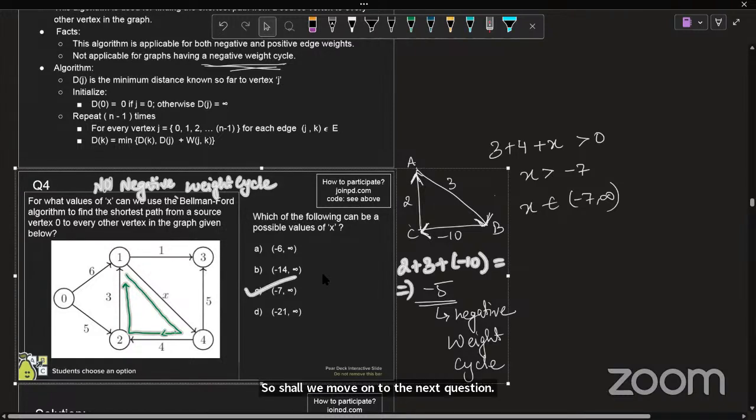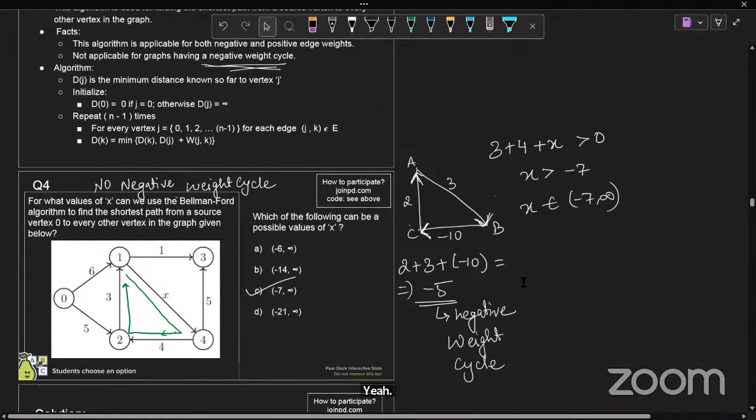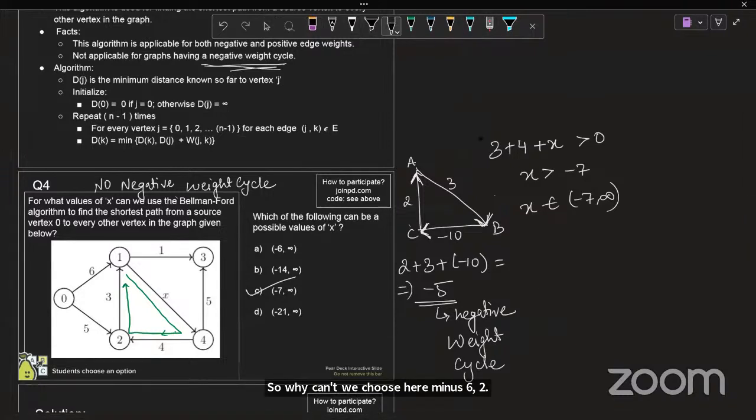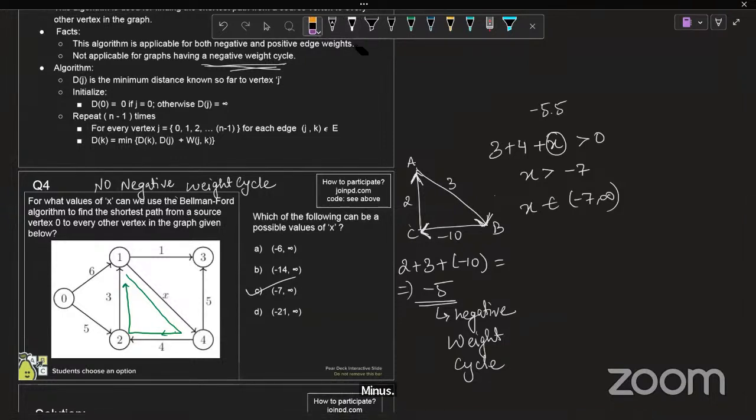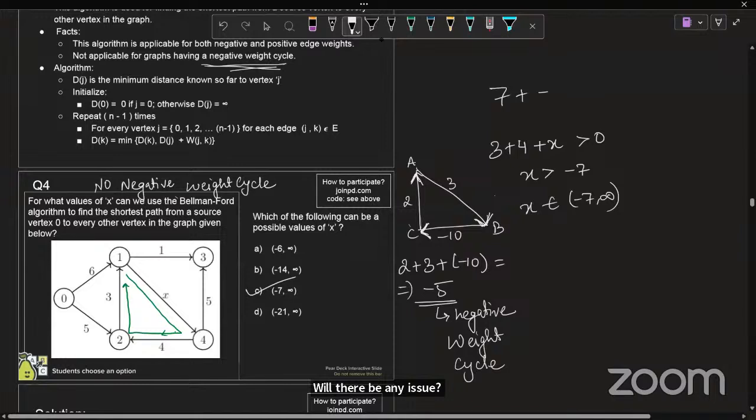Yes, sir. Sir, I just want to ask one thing. Why can't we choose -6 to infinity here? Suppose you put values in the place of x. Less than -6, like -5.5. Okay, if you choose -6, will there be any issue? Because it would not form the cycle, 7 plus -6 gives 1, right?